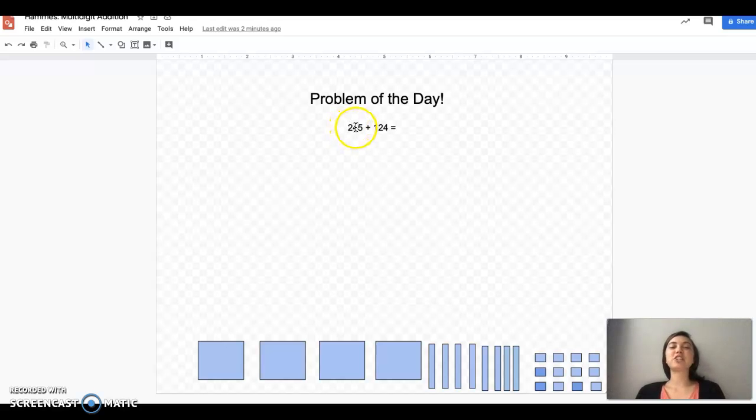So we have 245. What's the symbol? Plus. So are we going to get a bigger number or a smaller number? A bigger number. We are combining two numbers. So 245 plus 124. Now, when we looked at place value earlier, you all did a fantastic job reminding me of the ones, the tens, and the hundreds place. So let's break down these numbers to show how we're going to add them.